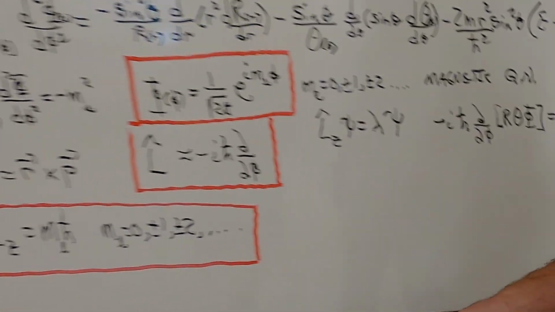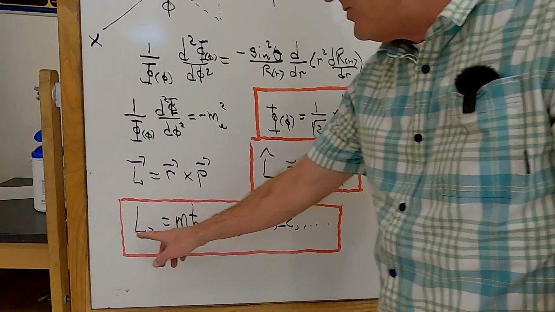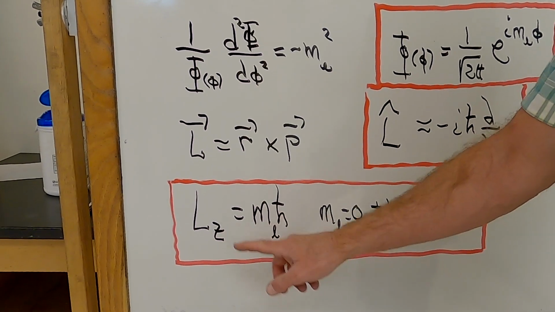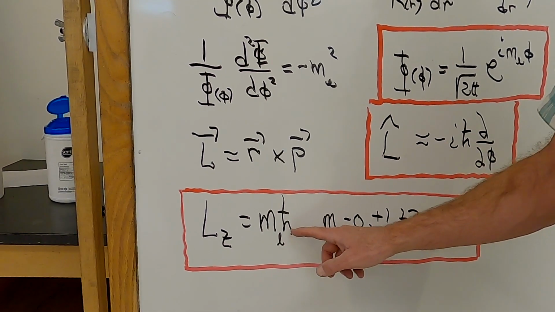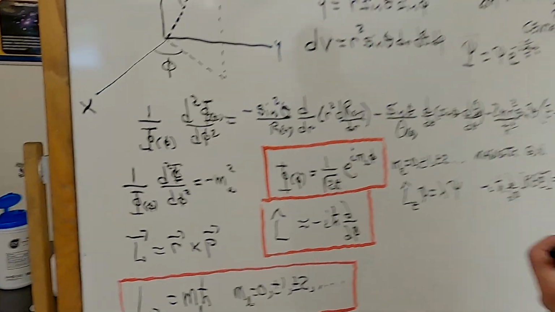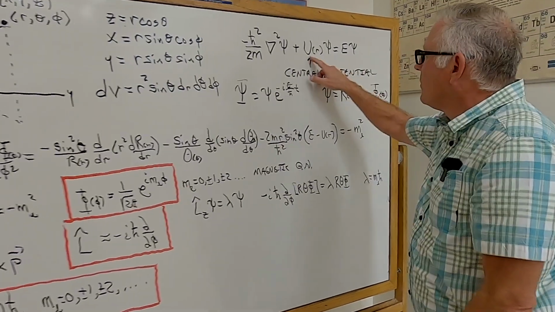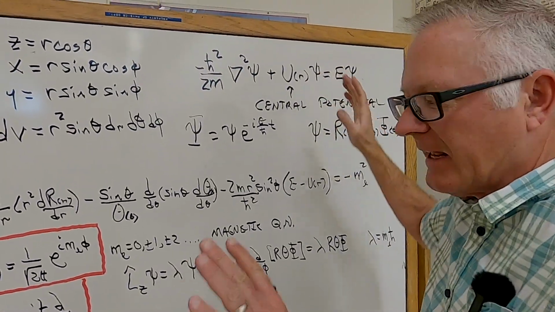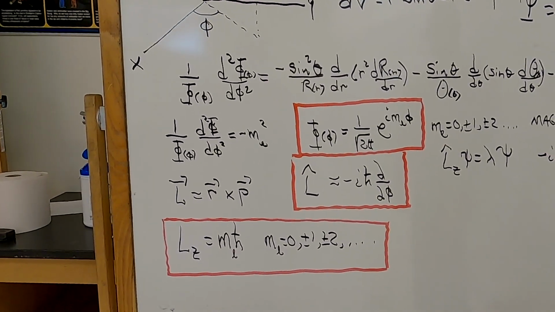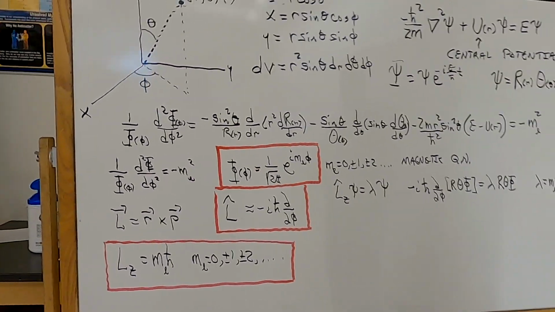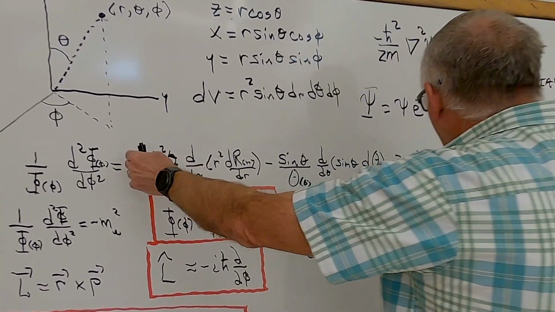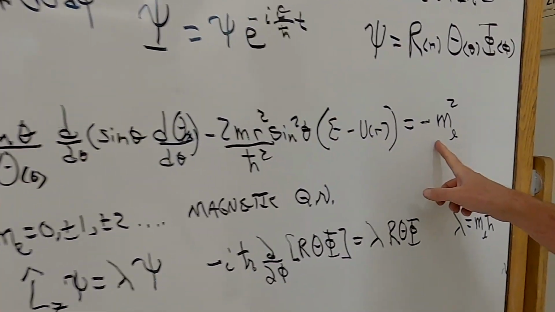So now that tells us, remember, those are the eigenvalues. The z component of the orbital angular momentum is equal to m sub l h bar, where m is given by this. Now remember, this is for any potential as long as it only depends on r, right here. We didn't say it had to be hydrogen or anything like that. Okay, so that's where we ended up last time. And so now what we have to do is solve this and set that equal to minus m sub l squared.